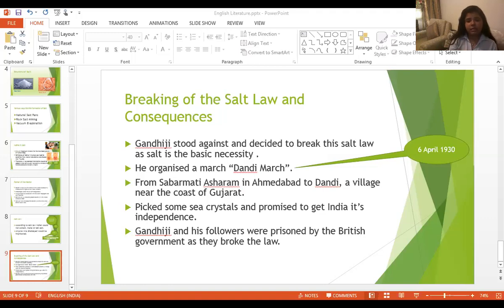Currency. Currency is the, let me just mark so that you don't get confused. So we are at currency.